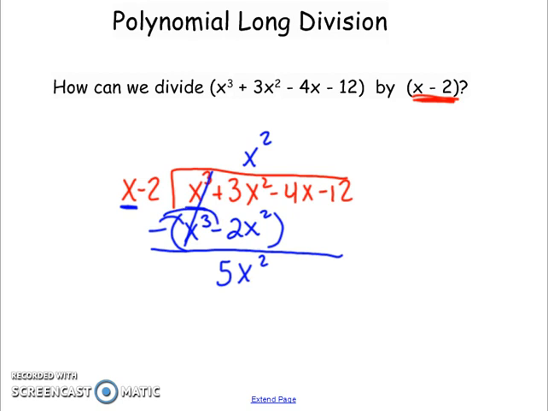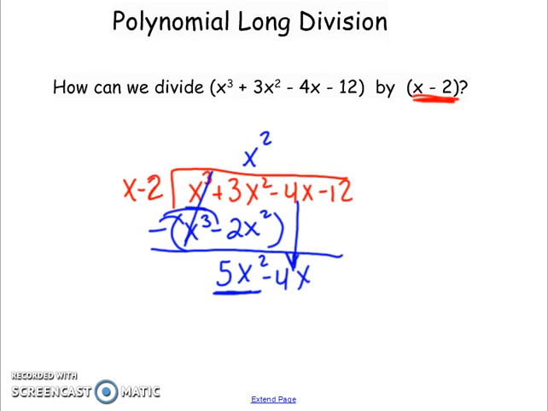Now whatever number of terms you have on the outside, so here we have 2 terms, we should have the same number of terms on the bottom. There's 2 terms on the outside and we only have 1 term on the bottom. So what we're going to do is bring down the next term, the negative 4x. So there should be 2 terms on the bottom, 2 terms on the side.